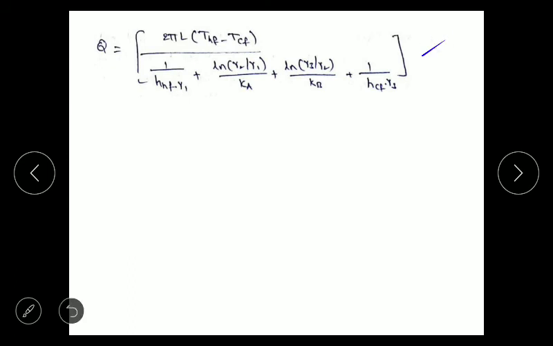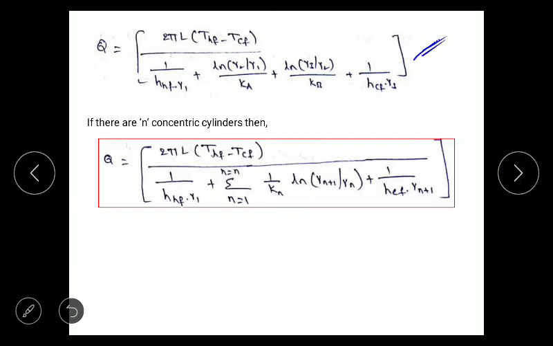Let's move on from the equation we got finally. From this equation we can generalize. If I have n such cylinders, n concentric cylinders placed one over the other to form a composite cylinder, then the above equation is generalized like this. The numerator remains the same as only one hot fluid is there, one cold fluid is there. On the denominator we may have a number of these terms, so all together they can be written like this: sigma n equal to 1 to n of 1 by kn into ln R(n+1) divided by Rn.